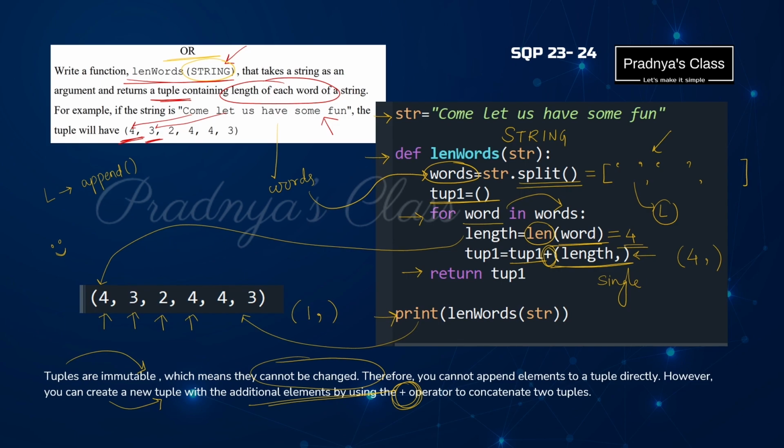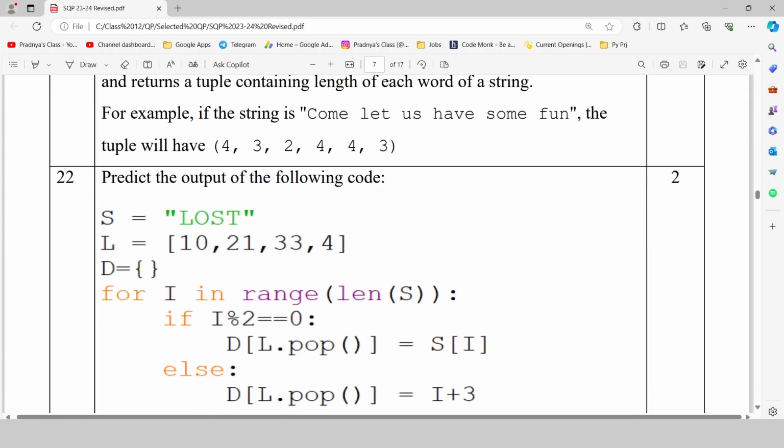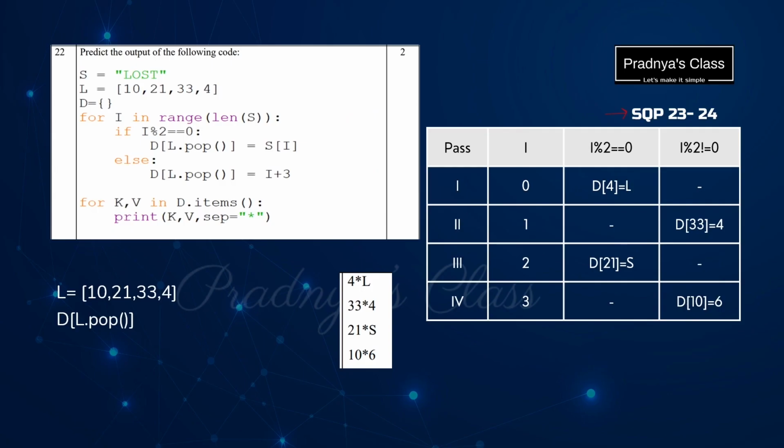Give it a try. What's question number 22? There is one string with the value "lost". There is also a list with 4 elements and an empty dictionary. Look at the for loop. The for loop will execute for the value of i, where i will be in range length of s. The length of s means the total number of characters in the string, that is 4. So the value of i will be from 0 to 3.